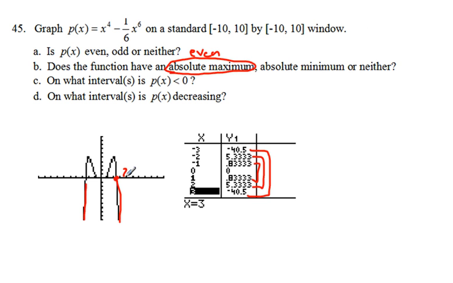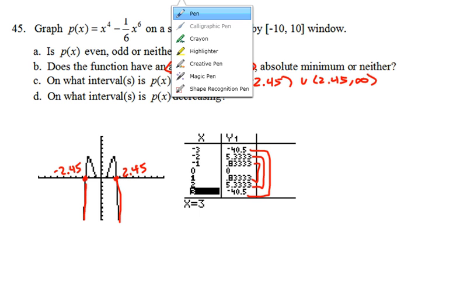So right here is 2.45, and since I have this even symmetry, I know this is over here at negative 2.45. So my function is less than 0 from negative infinity to negative 2.45, and again from 2.45 out to infinity. All right, the next question asks, when is it decreasing?